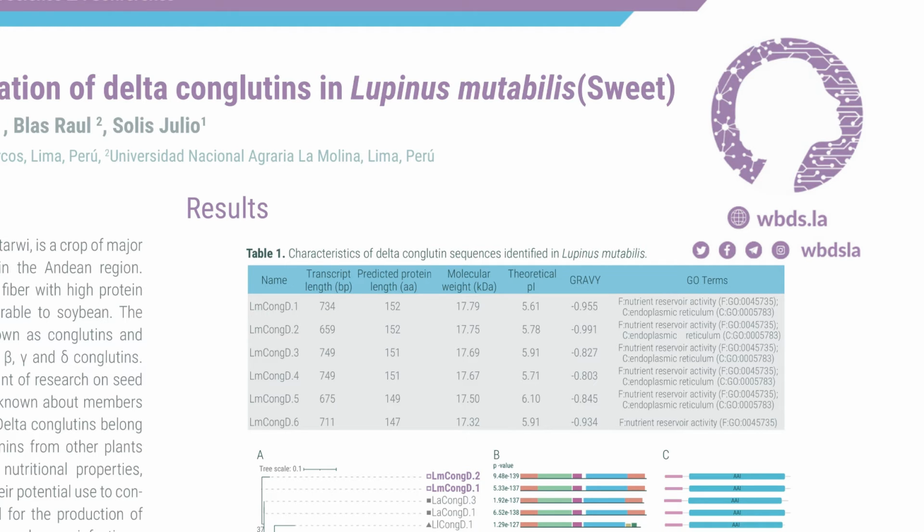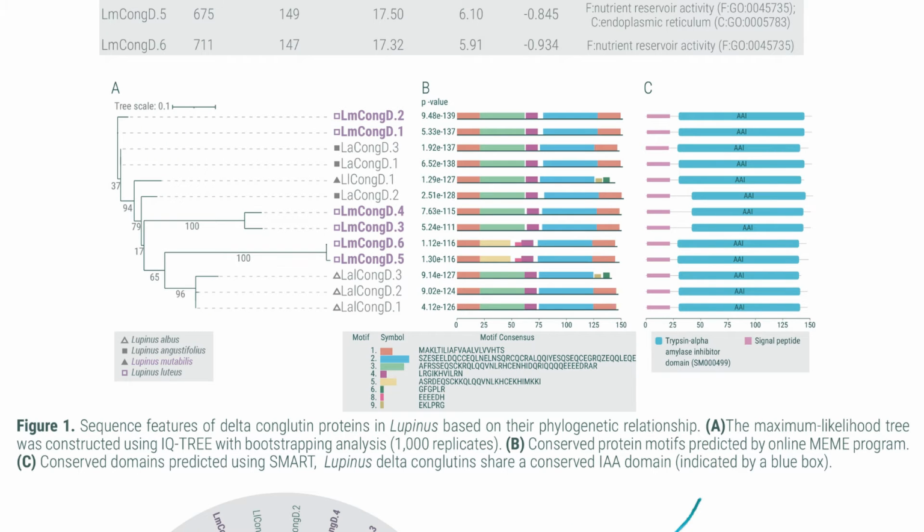We identified six non-redundant delta conglutin transcripts in the seed transcriptome of Lupinus mutabilis. In Table 1, we can observe some characteristics of the identified sequences, physical and chemical parameters, including number of amino acids and GO terms. In Figure 1, we can observe a phylogenetic tree of the delta conglutin protein sequences from various Lupinus species, including Lupinus mutabilis.